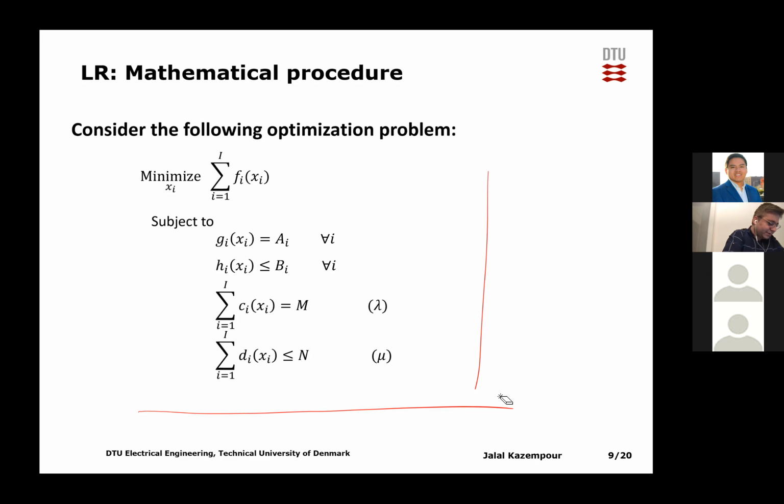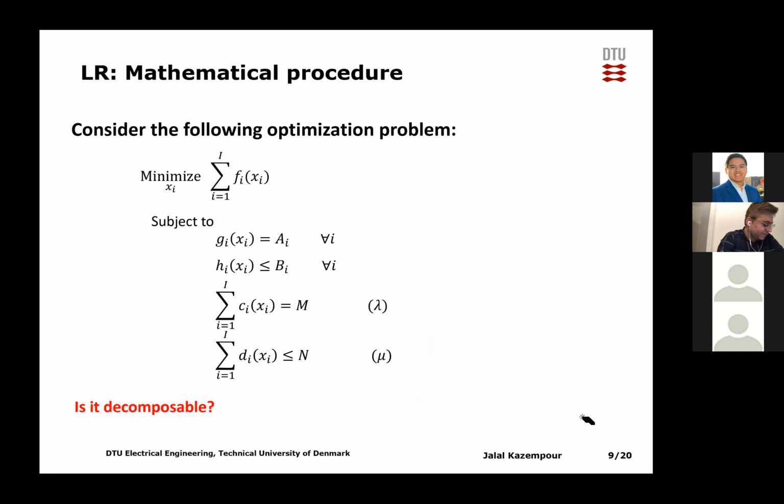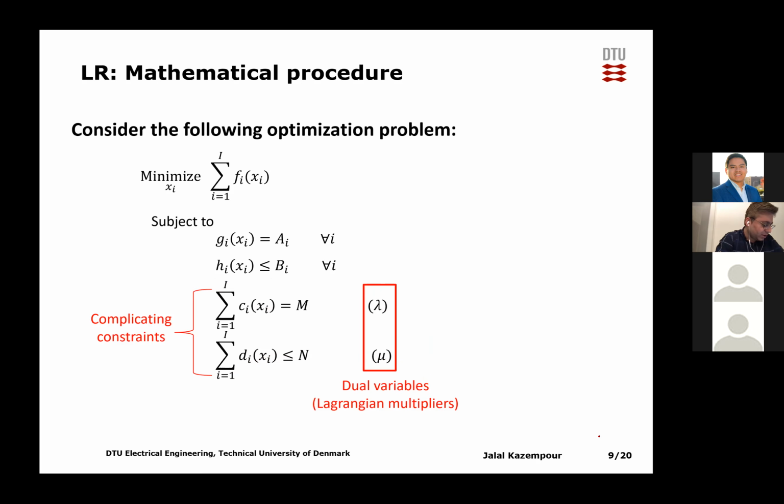They are complicating constraints? Because they are a summation over every i. They don't link... If I eliminate them, what happens? You can solve the problem for each i. Exactly. If I eliminate them, I can solve the original problem, one per i. Very good. Yes, it's decomposable. The last two are complicating constraints, and lambda and mu are the corresponding dual variables. Good.